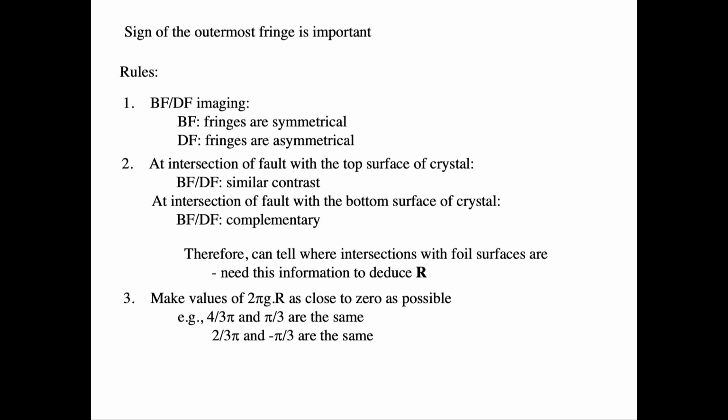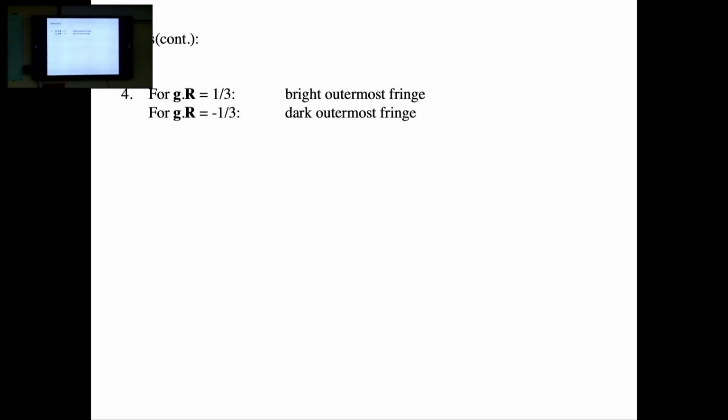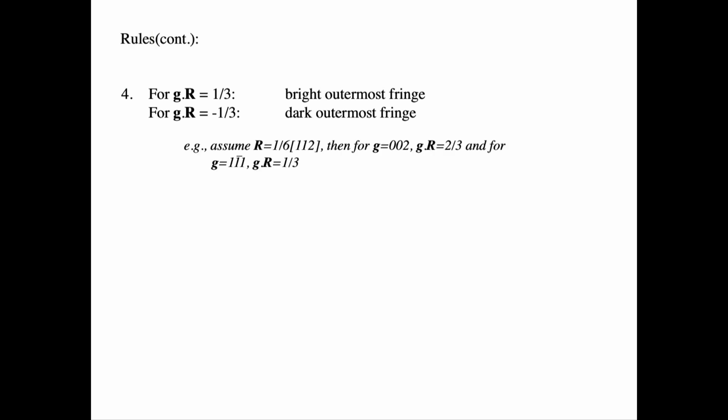And we make values of 2 pi g dot r as close to 0 as possible. So 4/3 pi is the same as pi over 3. 2/3 pi would be the same as minus pi over 3. So addition of the pi makes no difference. So rules continue. So for g dot r is a third, the bright outermost fringe will occur. For g dot r is minus a third, the dark outermost fringe will be there.